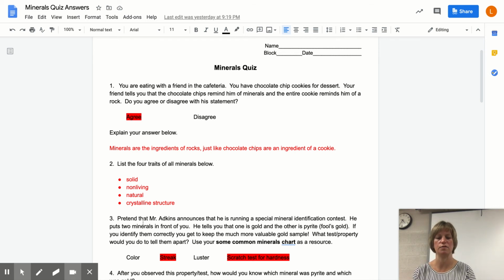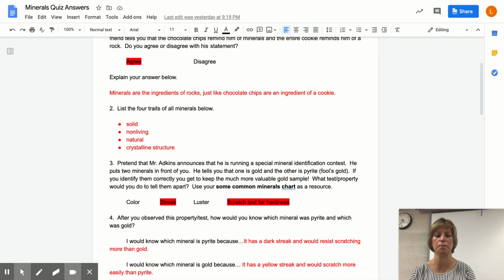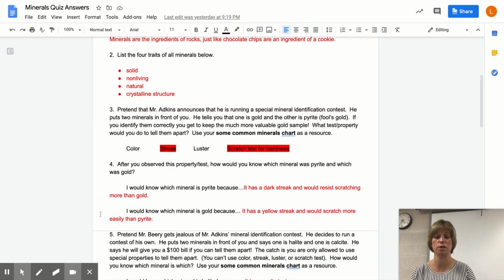Now you'll notice that I have 2 different properties here to tell them apart. I don't care which one you choose or if you choose both of them. That's up to you on the retake, but streak would definitely work, but so would a scratch test for hardness. So if you pick streak, pyrite has a dark streak. The chart talks about it being brownish or greenish. Either you can say it like that too. Where gold, when you do a streak test on the streak plate, it's going to be yellow. And pyrite is a 6.0 to a 6.5 on most hardness scales, so it would resist scratching more than the gold. So either one of those answers will work.